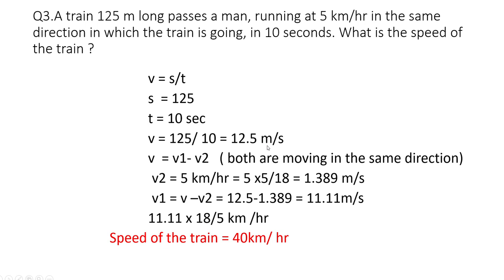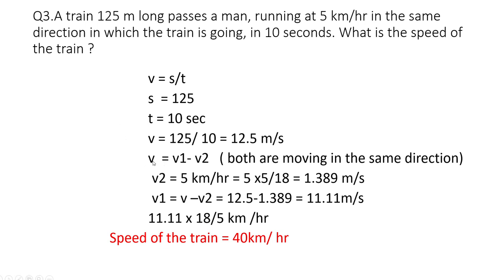Now here we have two moving objects. One is train and one is man, and both are running in the same direction. So that means the effective velocity or relative velocity will be the difference between them. So that is V is equal to V1 minus V2. Always remember, if both the objects are moving in the same direction, the relative velocity will be the difference between them, and when they are moving in the opposite direction, the relative velocity will be the sum of their velocities.